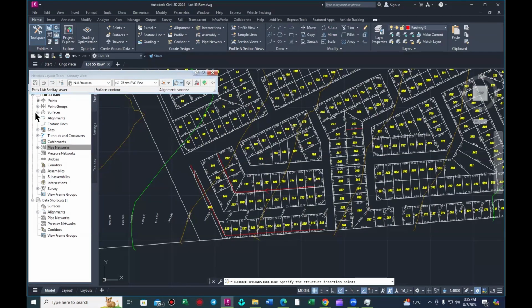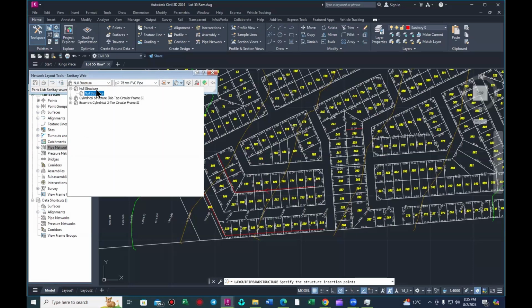After I click OK, there's going to be a toolbox that shows up. This one, you guys. This shows my part list, my surface, my alignment. Someone spoke about creating your sewer along the road. We'll be using an alignment, and we'll show you how to do that. This is where you do your part list. This is where you select your structure.